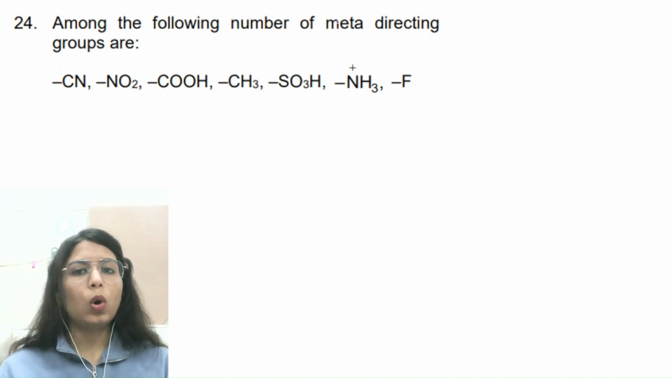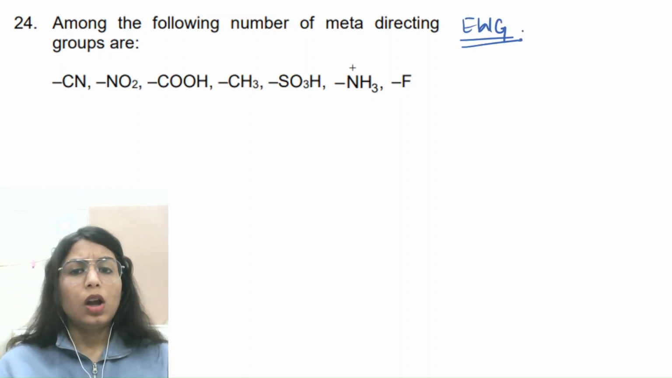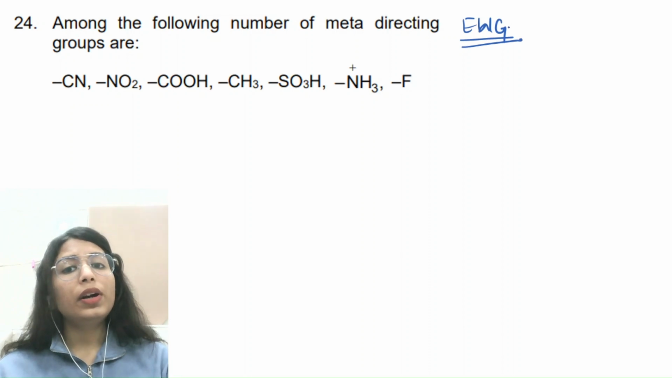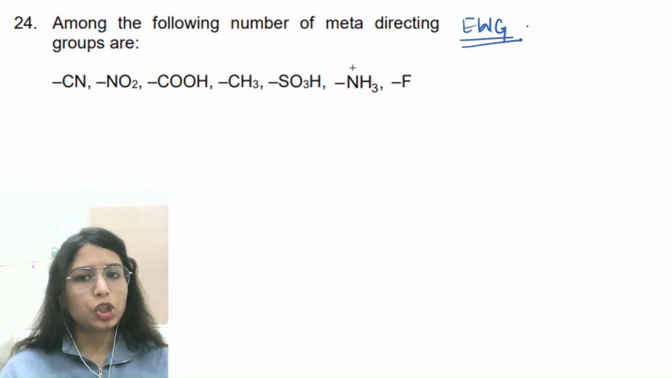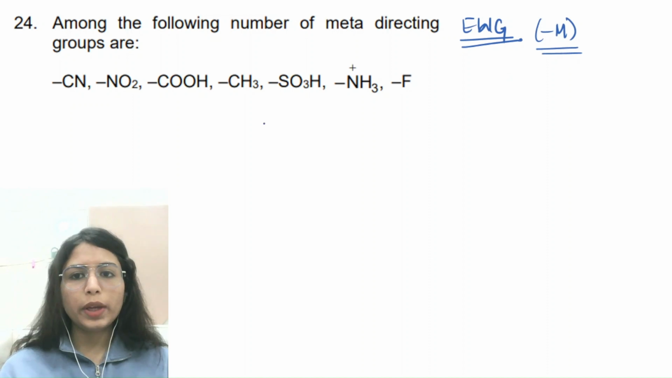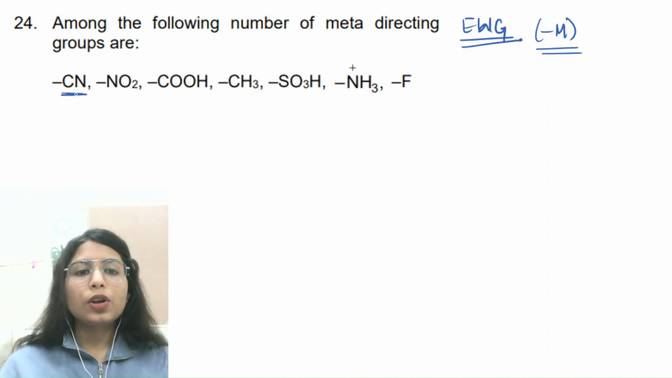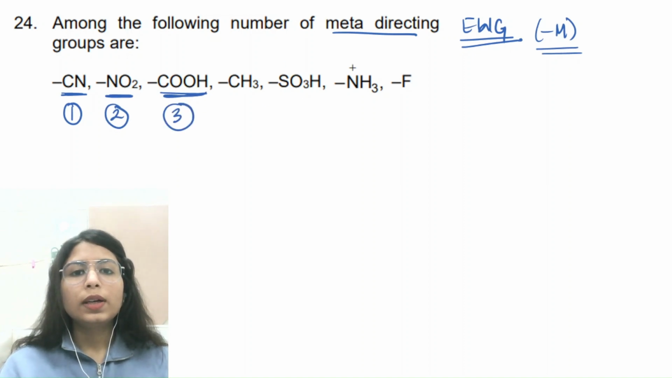So basically all the electron withdrawing groups, or the groups that have an influence to take electrons towards themselves, are basically meta-directing in nature, and for that the -M effect should be dominant. Okay. So here CN is your electron withdrawing group. So the first one is this, that is it is your meta-directing group. NO2 is also your meta-directing group. CHO is also your meta-directing group.